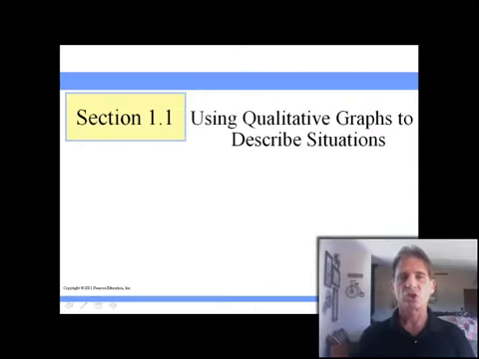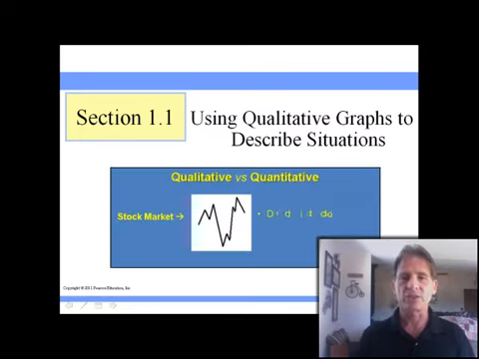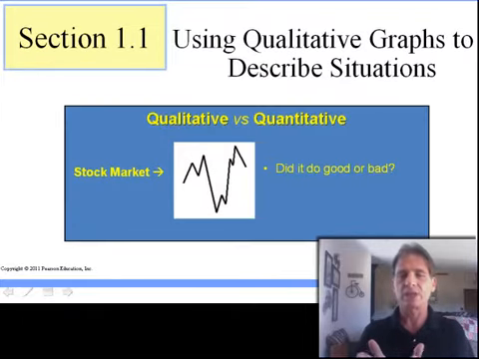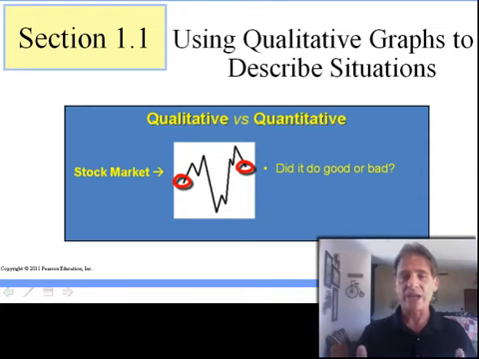In this section 1.1, we'll be using qualitative graphs to describe situations. Let's begin with an example. In particular, we're going to talk about the difference between a qualitative graph and a quantitative graph. You can see before you a quick little graph, sketch, or curve of the stock market. Can you answer a question like, did it do good or bad? Well, you actually can, because if you look at the beginning spot versus the ending spot, it definitely went up. So we can answer that question.